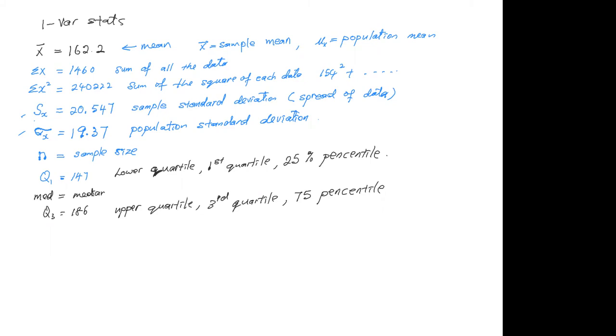Median is the second quartile, or we call it the 50th percentile. So if the question asks you what is the 50th percentile, they don't say median. They can ask you in a different way. Okay, so the maximum. So now you understand all?